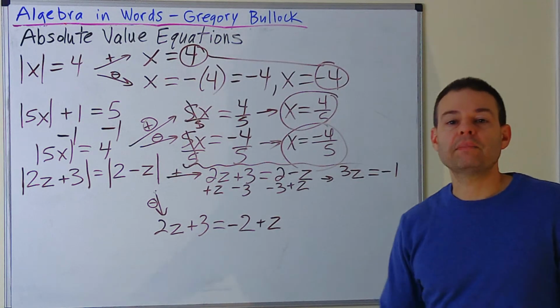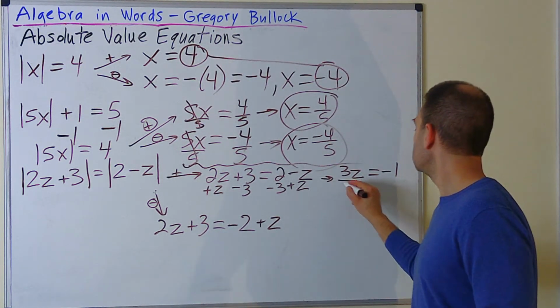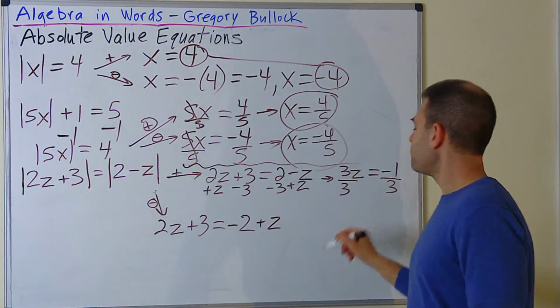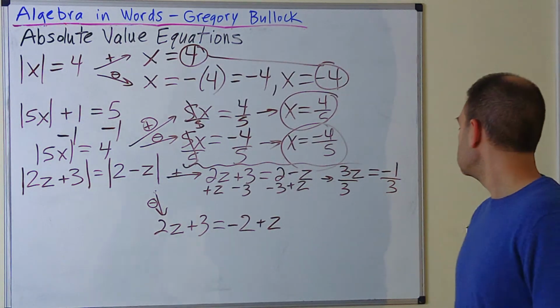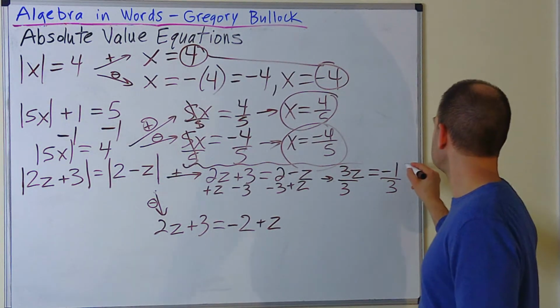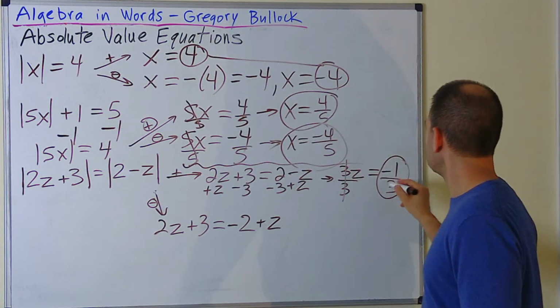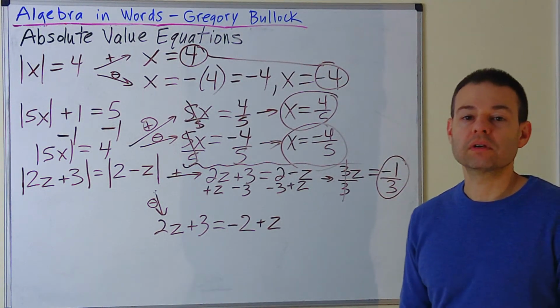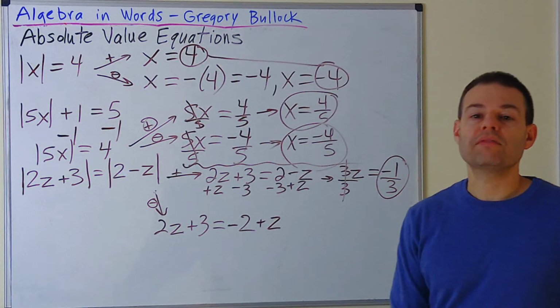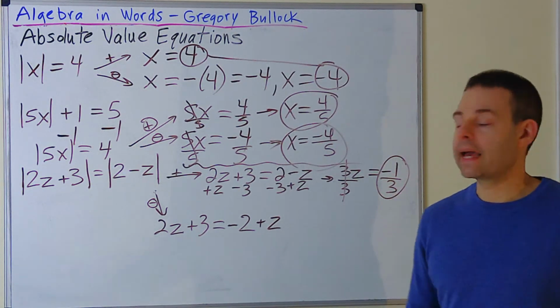And now let's divide both sides by coefficient 3. And we get z equals negative 1/3. So I'm just going to circle negative 1/3. And now let's solve the equation at the bottom for z again.